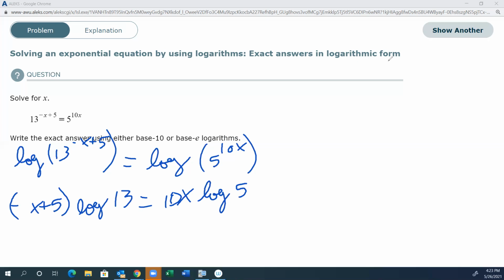Okay, and so we've got that. Cool, so the x's are now out of the exponents. We've got one inside the parentheses. Well, we know how to handle that. That's no problem. So we'll just deal with that right now. So negative x log 13 plus 5 log 13. Just multiply the log 13 through those parentheses.